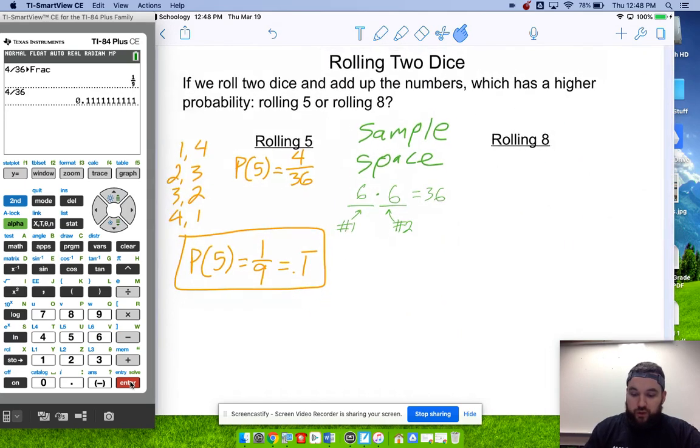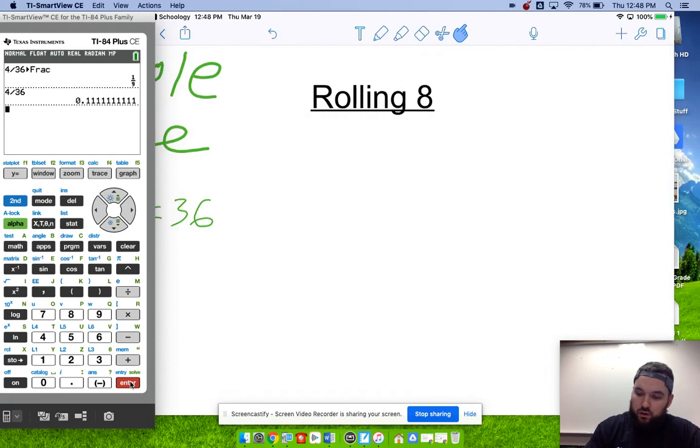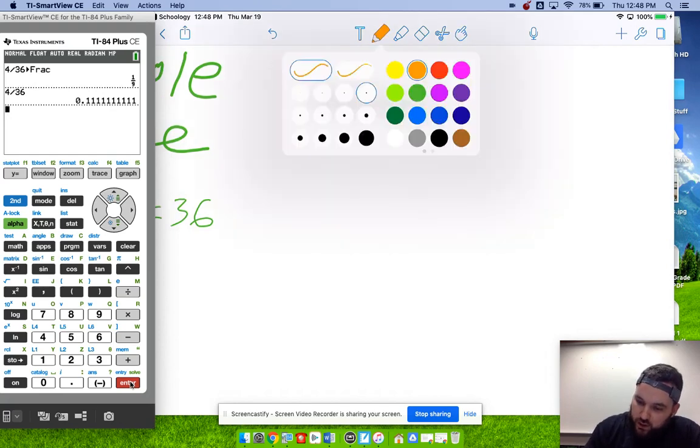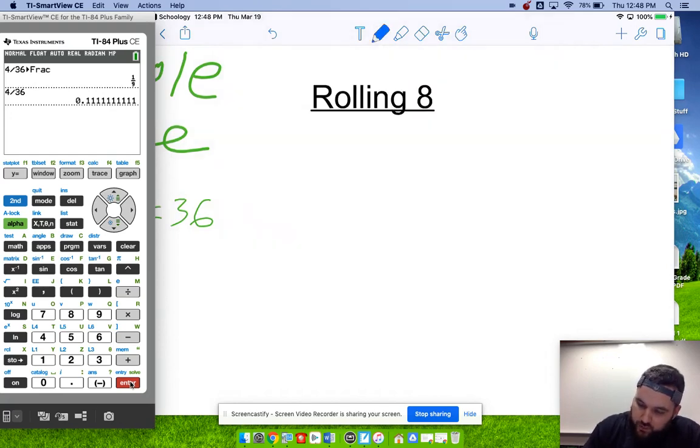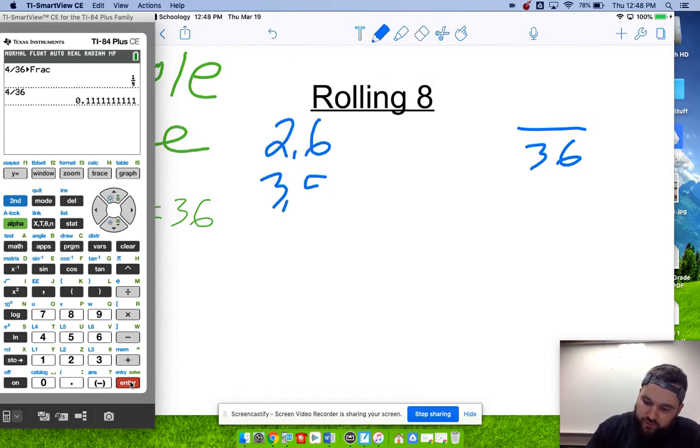What about the probability that I roll an 8? Is that higher or lower? Well, let's take a look. Again, I know I'm working out of 36. So I can't roll a 1 because in order to get a sum of 8, the other die would need to be 7, and that's not possible. So I have a 2 with a 6. I have a 3 with a 5. I have a 4 and a 4.